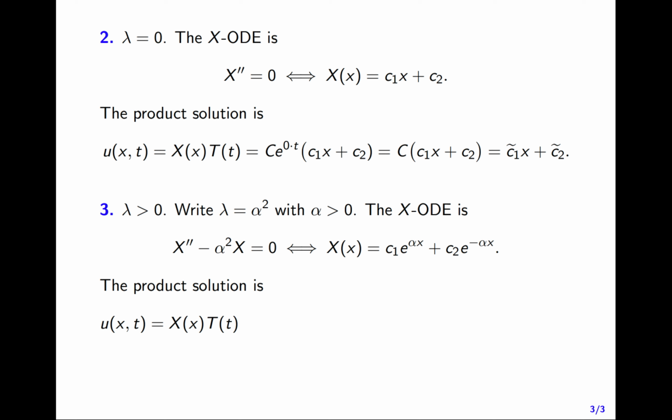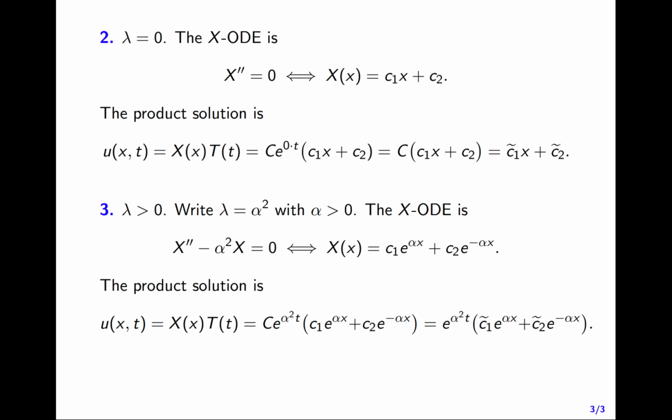There's no Euler's formula lurking about. So I go back to my product solution. u of x,t is big X of x times big T of t, and that's a constant C times e to the alpha squared t times the quantity c1 e to the alpha x plus c2 e to the minus alpha x. Although I don't have the big T solution on this slide, we remember that it was e to the lambda t. Lambda is now alpha squared, so I've gotten rid of lambda entirely.